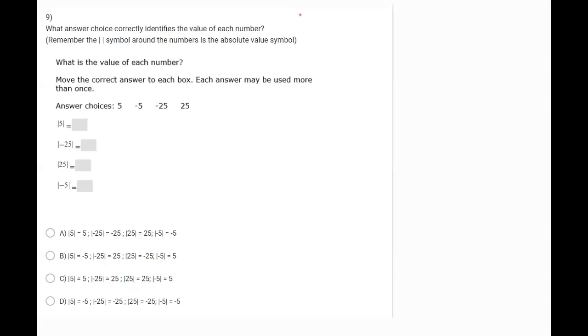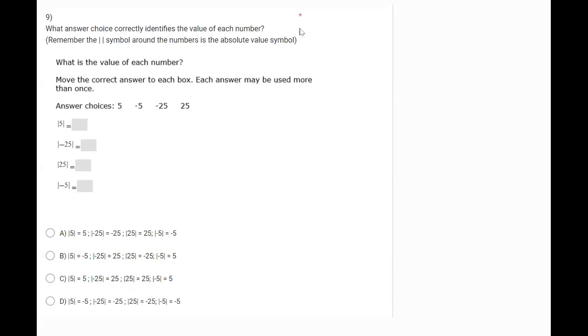All right, so question number 9 says, which answer choice correctly identifies the value of each number? Remember those line symbols, that means absolute value. Now, what this is saying, it says, what is the value of each number? Move the correct answer to each box, and each answer may be used more than once.